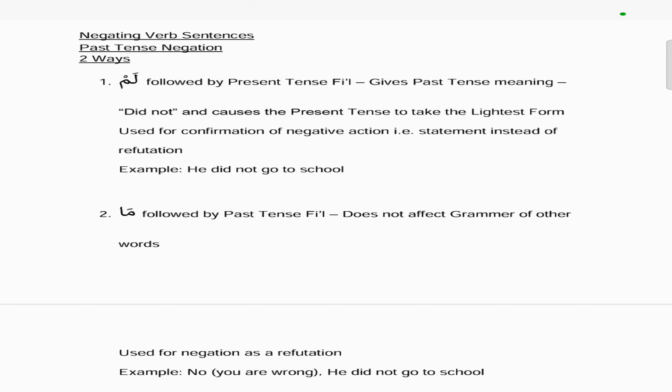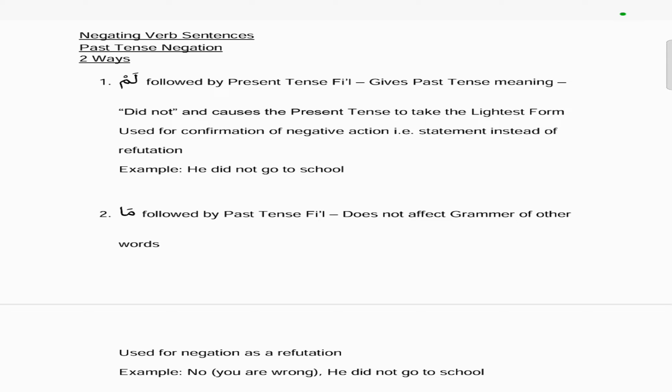The reason is that lam, if you remember, means did not, so it automatically gives a past tense meaning, and it causes a present tense to take the lightest form. It's one of those words that turns the present tense into the lightest form. If it's an ending combination with a noon on it, you just get rid of the noon. If it's not an ending combination, then the last letter, which usually has a dhamma, we turn into a sukoon in the lightest version.